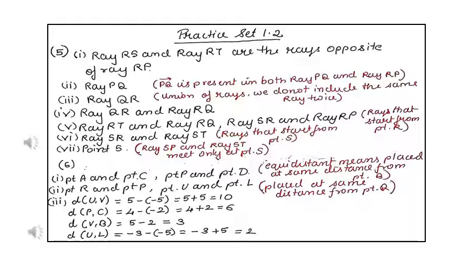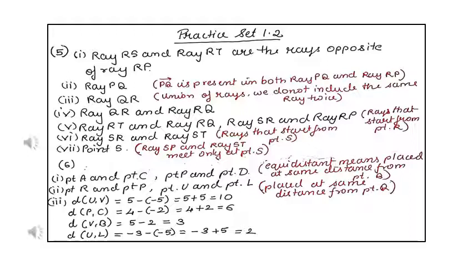Seventh one, point S. So we have here: write the intersection set of ray SP and SD. My answer is point S. Now why point S? Because ray SP and SD have only one common point in between. Now when you talk about intersection, you can also have a ray in between, you can have a line, you can have a segment, but here we have a point, that is point S.